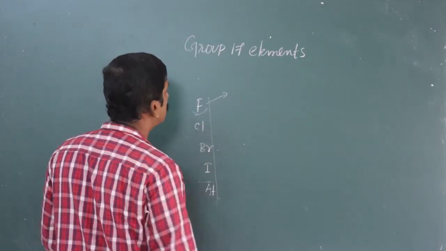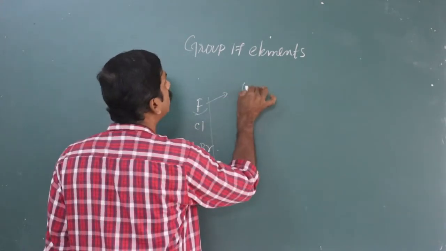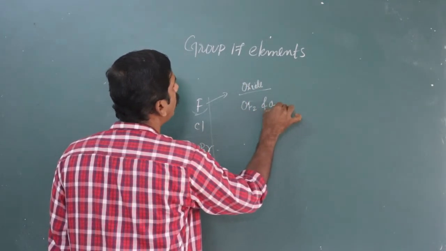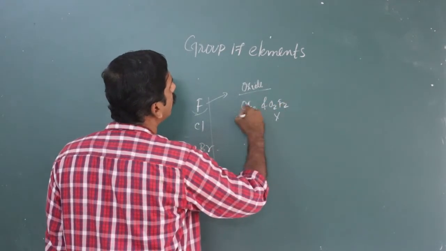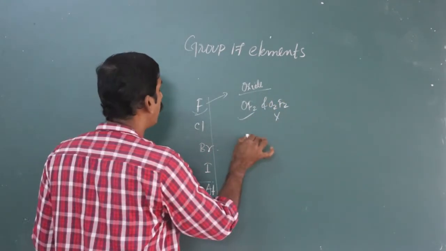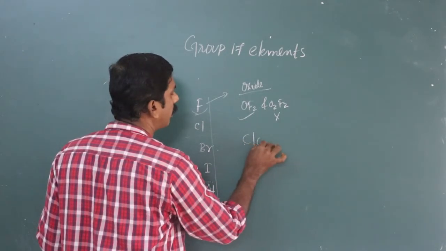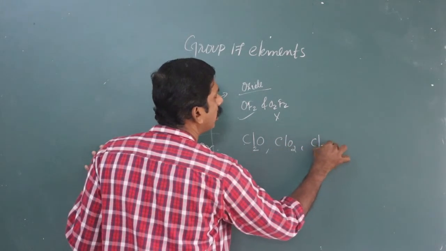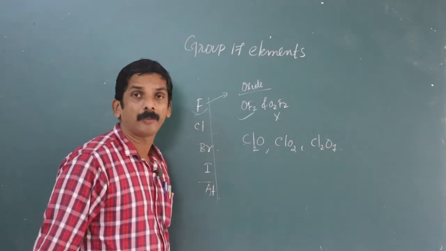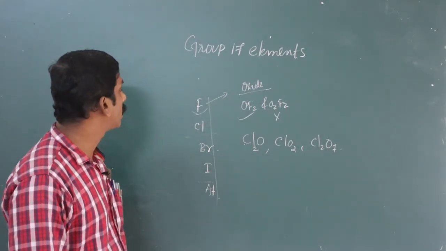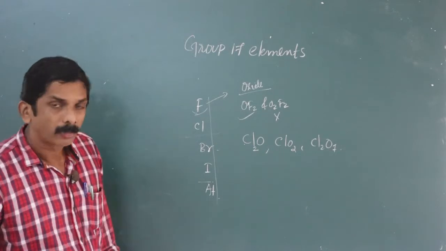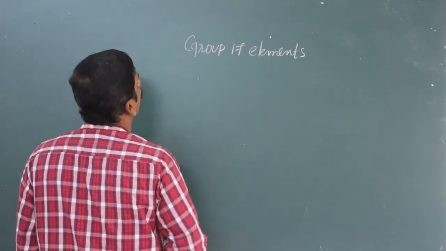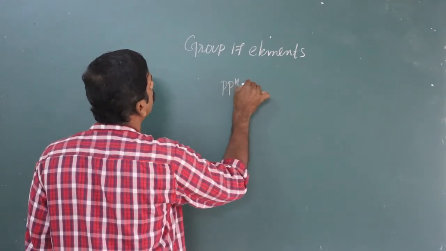These elements also combine with oxygen, and different types of oxides are formed. Fluorine can form OF2 and O2F2. Among these, OF2 is thermally stable. Chlorine, bromine, iodine, etc. can form different types of oxides, such as monoxide like Br2O, dioxide, heptoxide, etc. Next we discuss the preparation of chlorine.